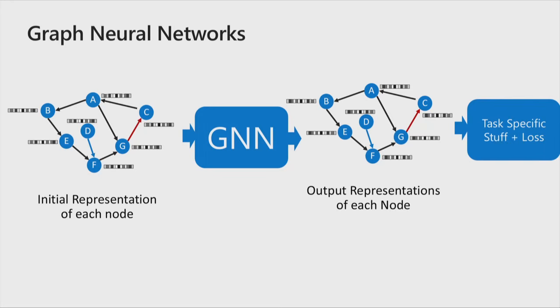So the simplest scenario here is that all these vectors are identical, and you want to learn something about the graph itself. That's perfectly fine. There are other cases where you want to attach some information to the node.